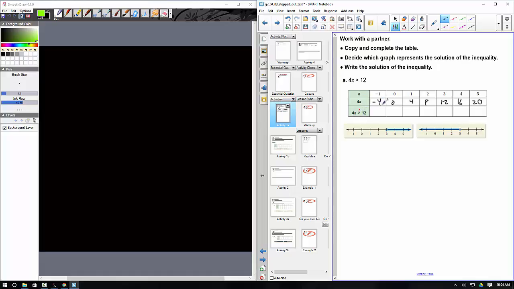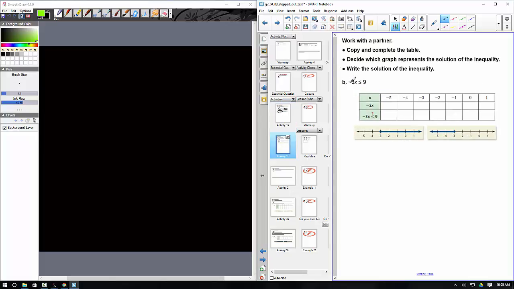So if I look here, this does not work, does it? Negative 1, that's not greater than 12, this is not greater than 12, this is not, this is not. But when I start getting anything larger than 3, it does seem to work. And 3, of course, does not work itself because it says greater than, not greater than or equal to. So this is the one that actually works.